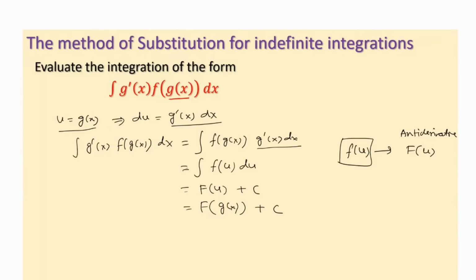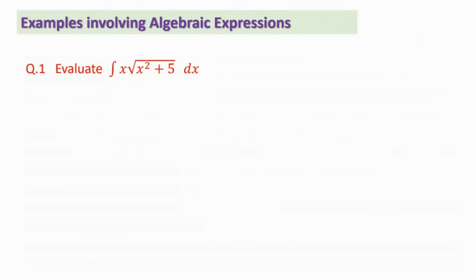So now we'll solve some numerical examples to get a better idea. Our first example involves algebraic expressions. If the question involves only an algebraic expression, how will we solve it? Here the first example is the integral of x times the square root of x squared plus 5 dx.